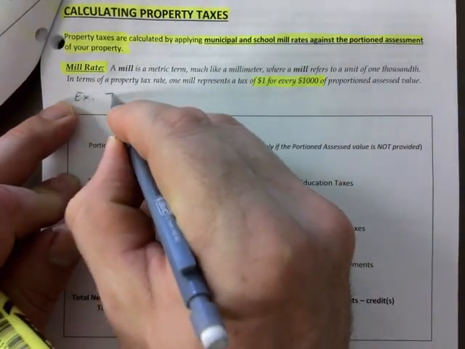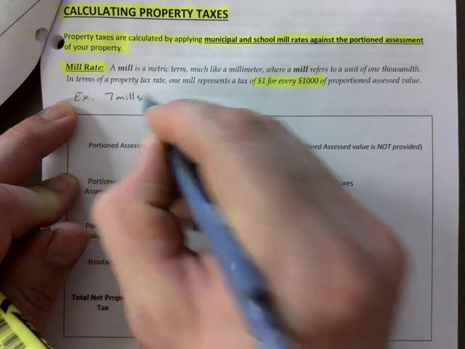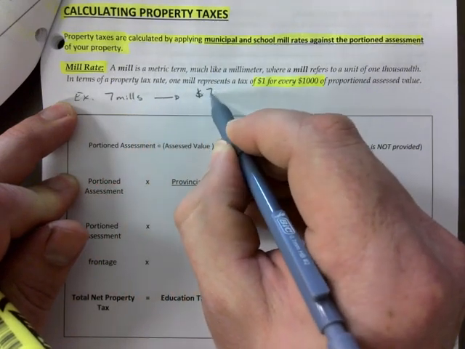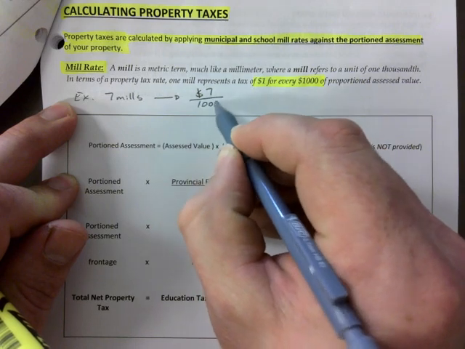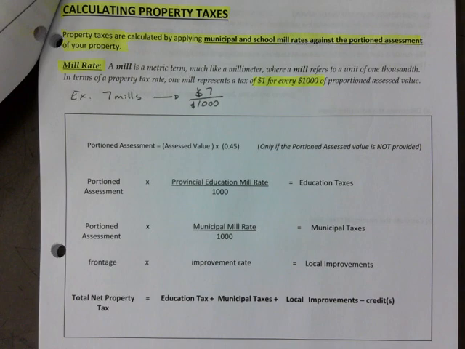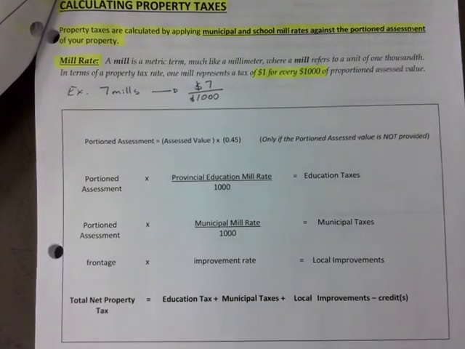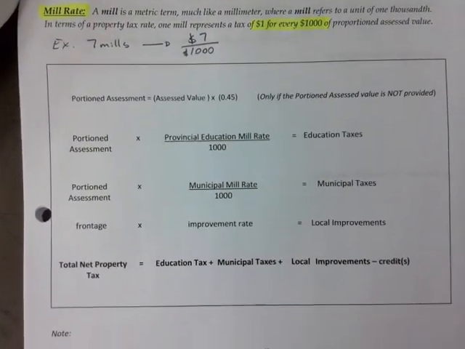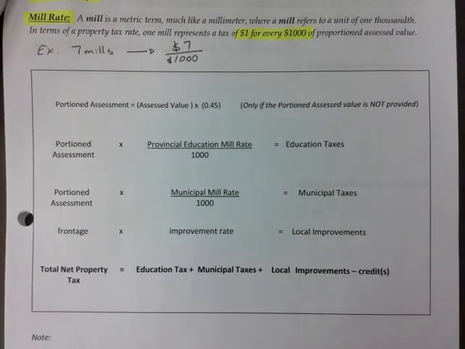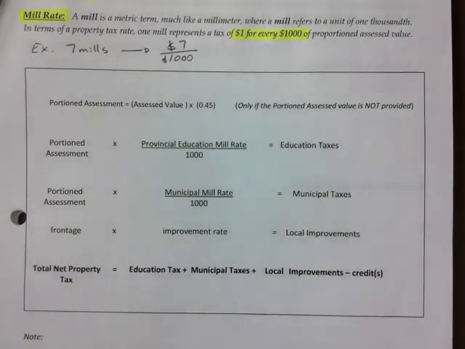Example, 7 mils is going to be $7 per $1,000 of assessed property, and so forth. And then they have decimals and so forth. So here's, in a nutshell, what property taxes are.